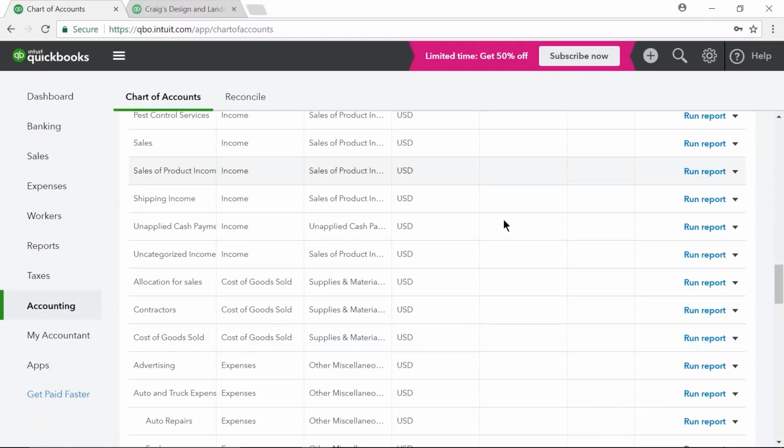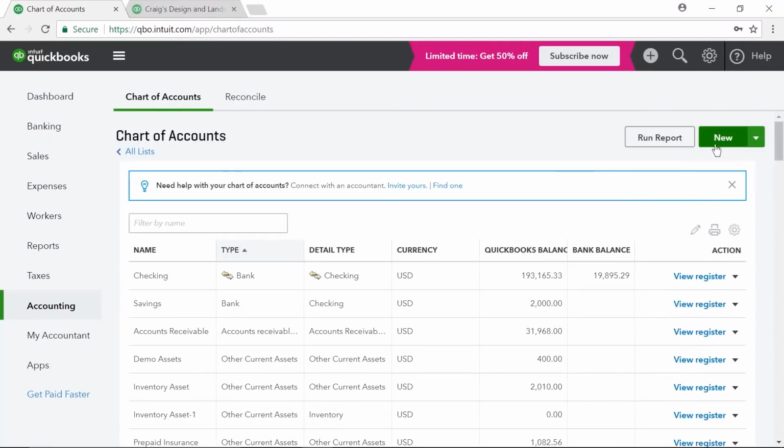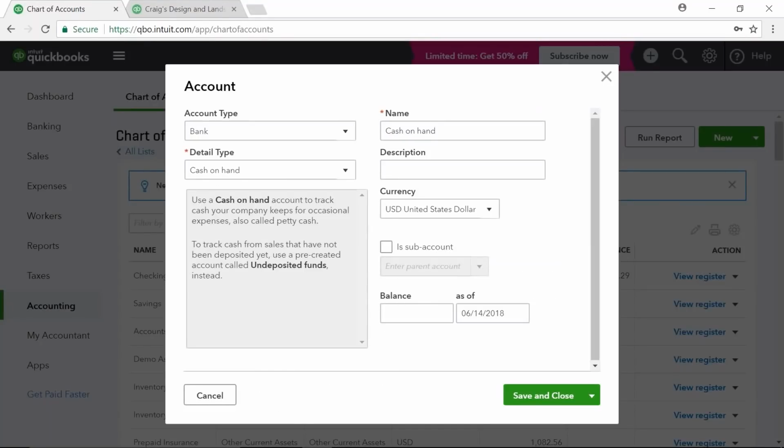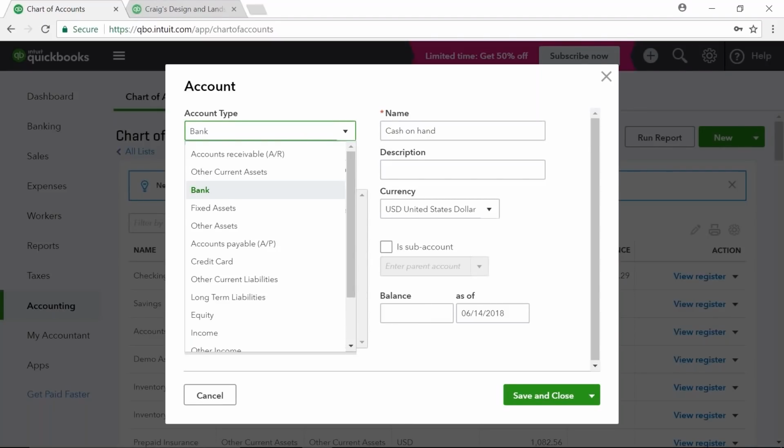Up at the top right, on the chart of accounts, is a new button. Now, whenever you want to set up a new account, you can click that button, and from here, you can set up that new account. You first choose the account type. And the account type is basically you telling QuickBooks what it is you want to track. Are you setting up a new bank account? Are you setting up a new loan, like a liability?